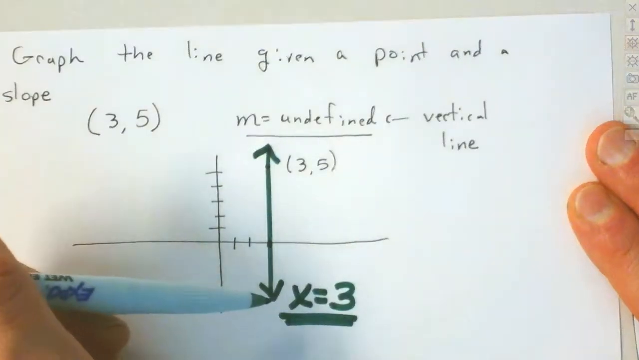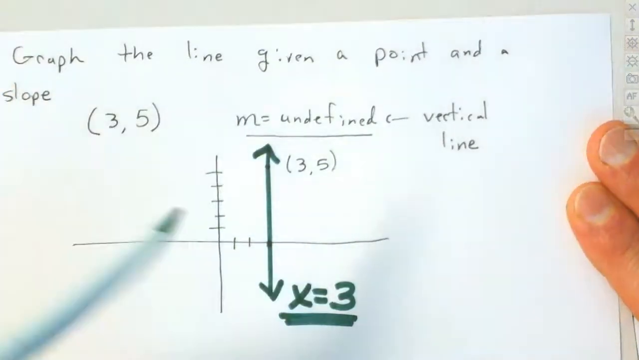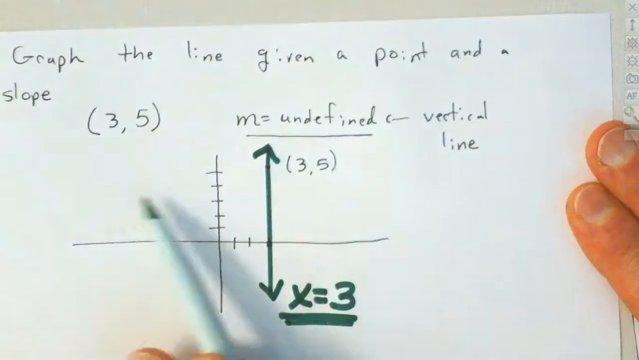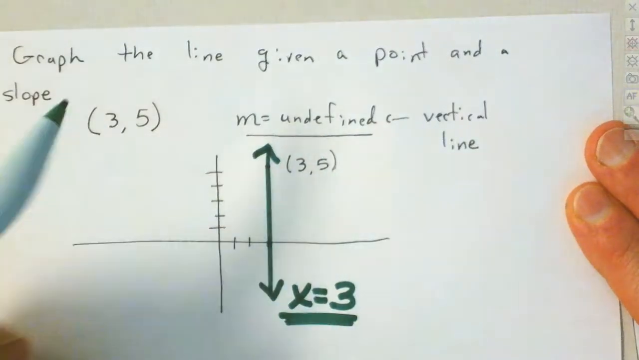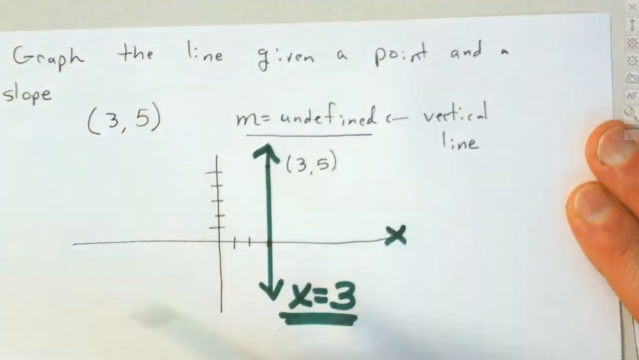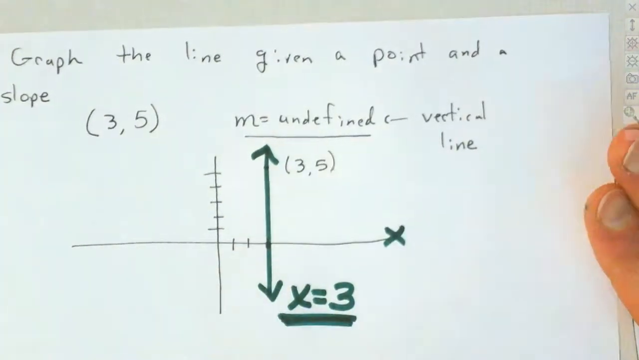Remember, x lines are vertical lines, y lines are horizontal. So your slope is undefined. It made it a vertical line, and this is your x-axis here, so it would have the equation x equals 3. Is everyone okay with that so far?